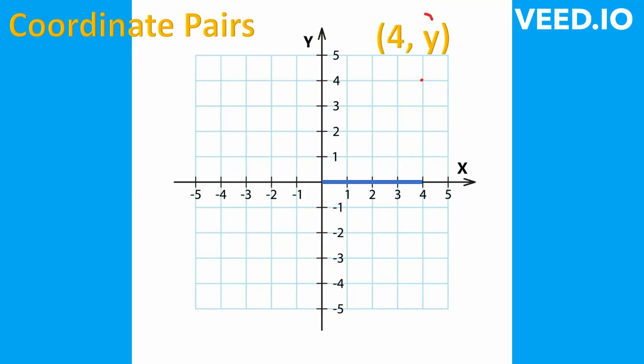The y coordinate is nothing but how far this point is from the origin on the y-axis and in which direction, upward or downward. This is in the upward direction. So again, plus 4 is the y coordinate.